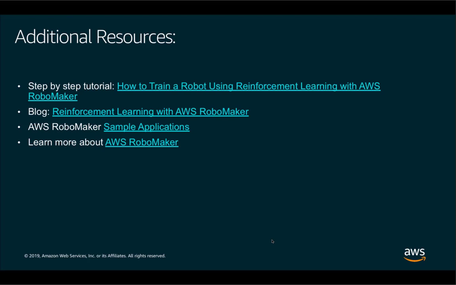And also look into the reinforcement learning with AWS RoboMaker blog and dive a little deeper into what we just talked about today. How to modify the reward functions and the states and all of those things. And also other sample applications, I highly encourage you guys to take a look at, get your feet wet, and you can always learn more from our AWS RoboMaker.